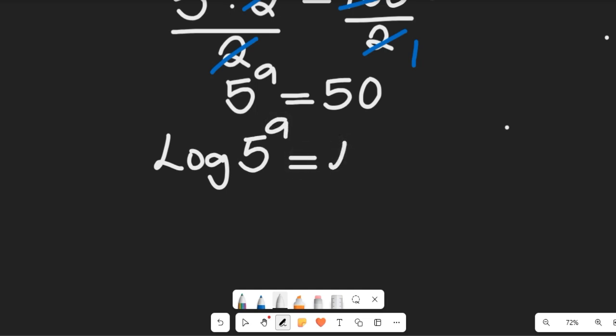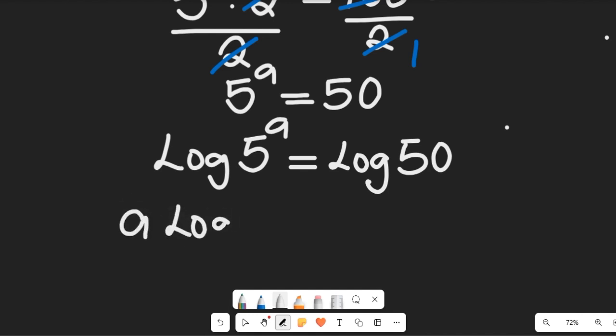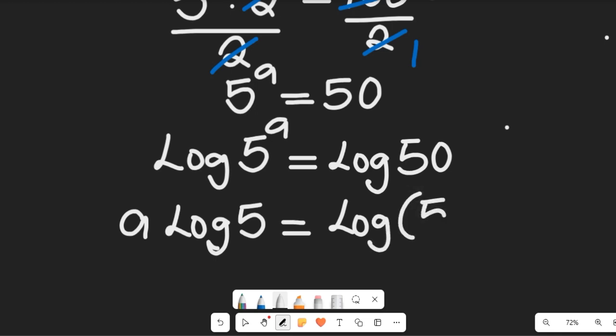equal to the log of 50. Now, from the law of logarithm, a will have to multiply the log of 5, and this will be equal to the log of, I'm going to expand this one to give me 5 multiplied by 10.